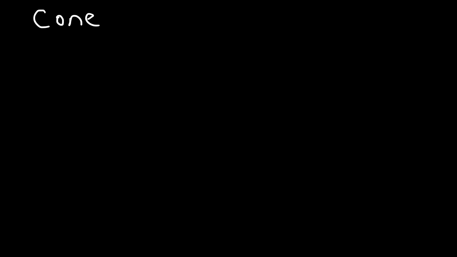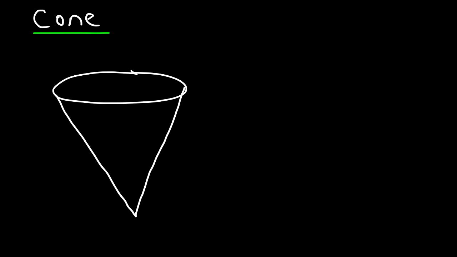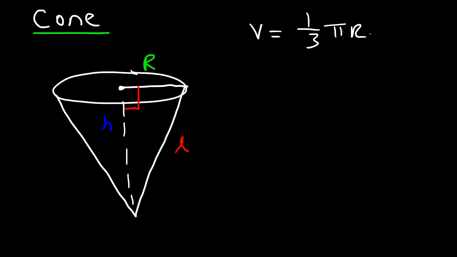Now the next figure that we need to discuss is the cone. So a cone has a circular base, and this is the radius of the cone, and this is the height of the cone. So notice that we have a right triangle. So this is r, and this is h. Now the hypotenuse of this right triangle is known as the slant height, which is L. The volume of a cone is 1/3 of the volume of a cylinder. So it's 1/3 pi r squared times the height.